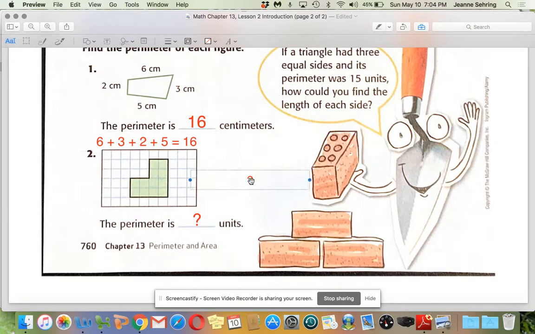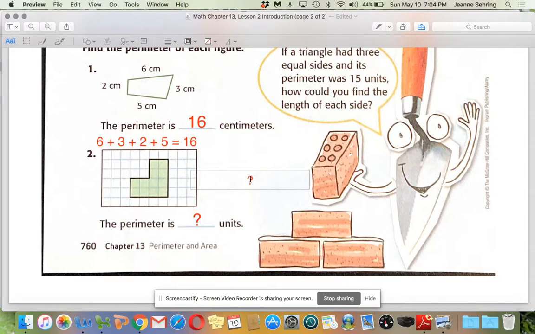All right, now on this one, they're not going to tell us the numbers. We kind of got to figure them out ourselves. And there are 6 sides here. 1, 2, 3, 4, 5, 6 sides.